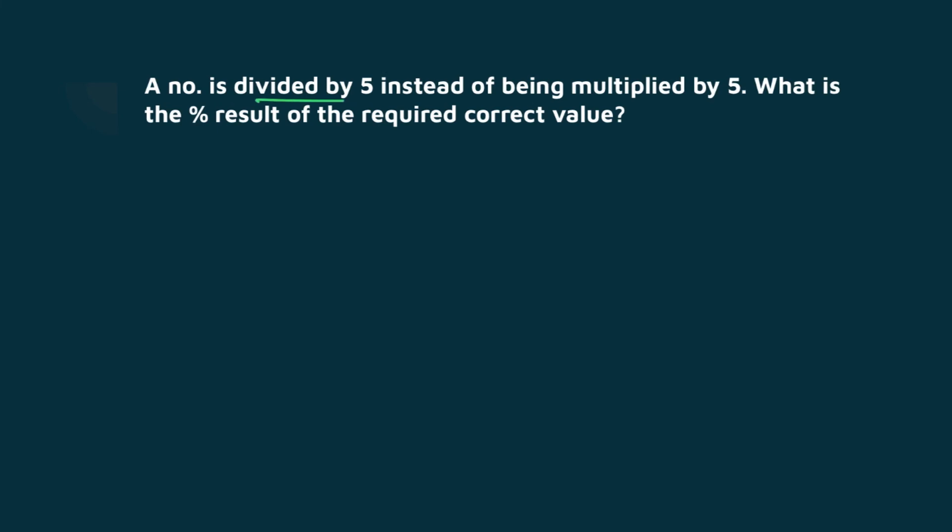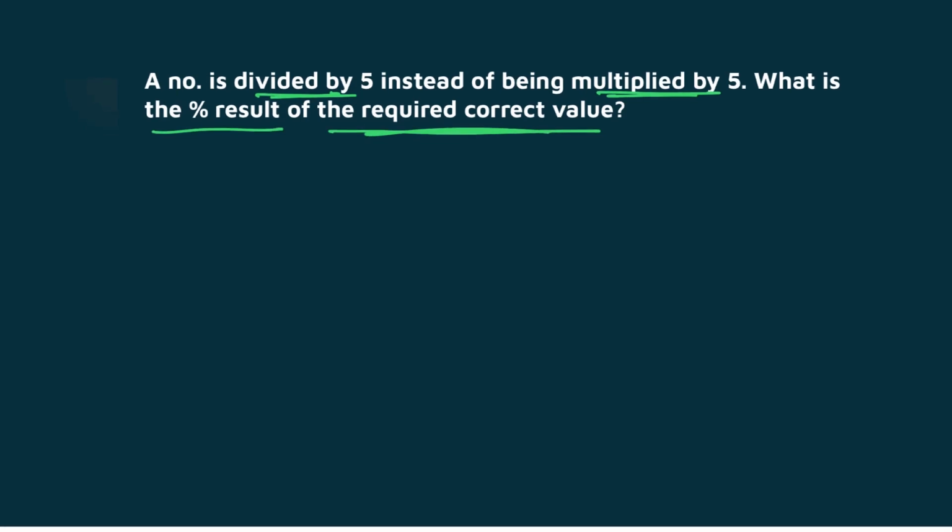A number is divided by 5 instead of being multiplied by 5. What is the percent result of the required correct value? So here a number is there. So instead of being multiplied by 5, it is being divided by 5. So we have to calculate what is the percentage of the result of the required correct value. So let's take the number as 1.